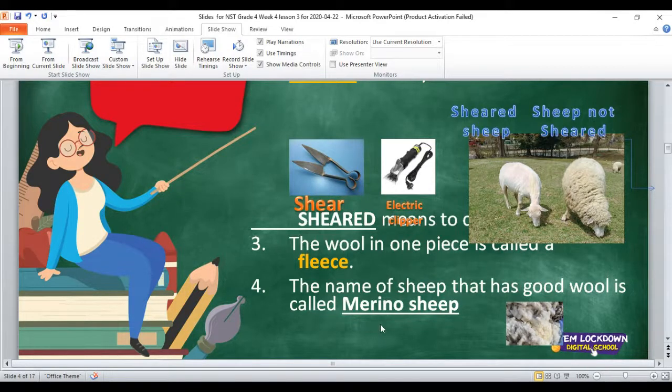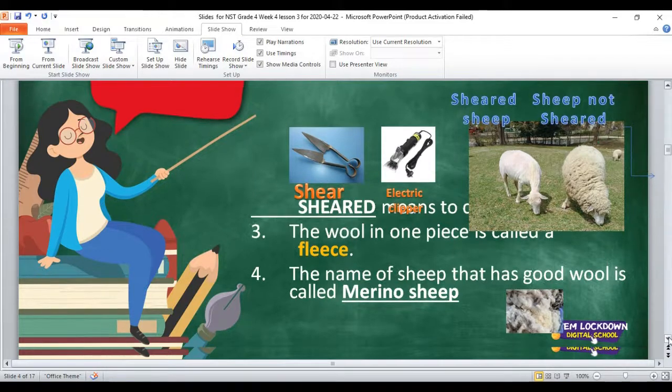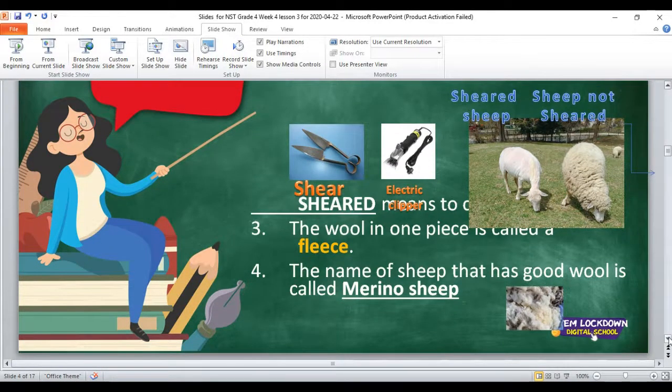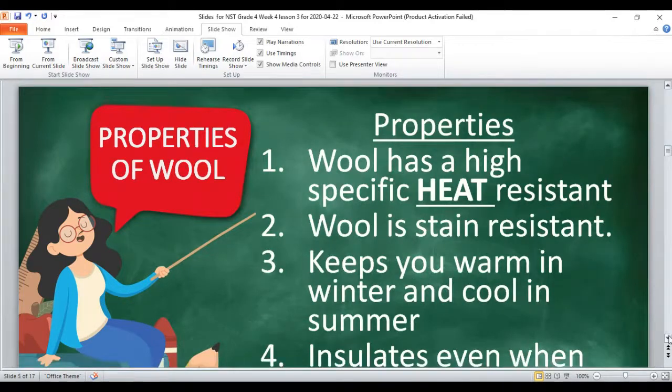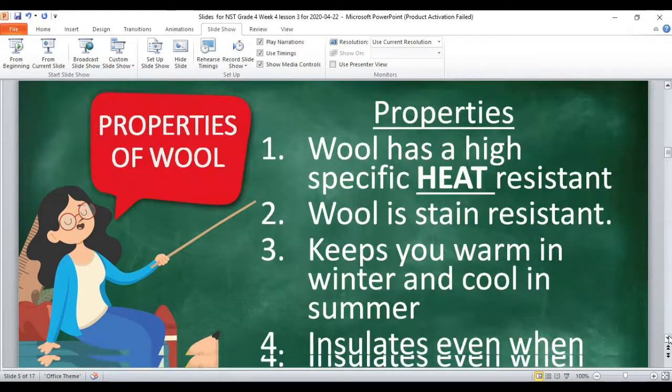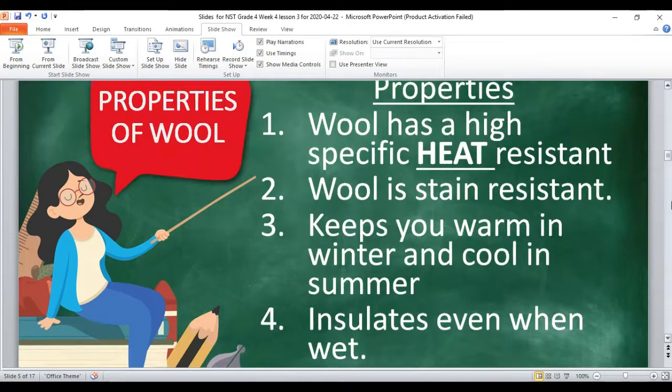This is all about this slide. Basically, it is informing us that wool is from merino sheep and it should be sheared first before you can get it. Now, when we move forward, we are going to check the properties of wool. Why wool is very important to us. Now we must first focus on the properties.